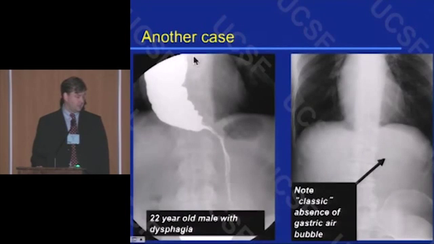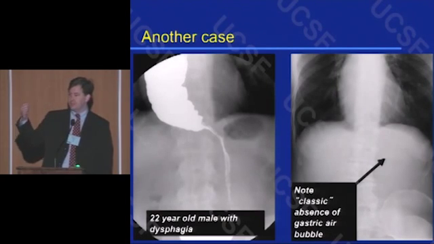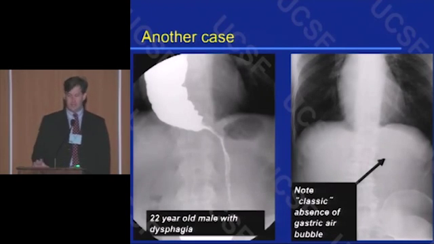This is better seen in this case, where you can see the multiple little contractions throughout the esophagus. That results from the esophagus trying to get through this spastic narrowing. It's trying to squeeze past this narrowing, get the food down.